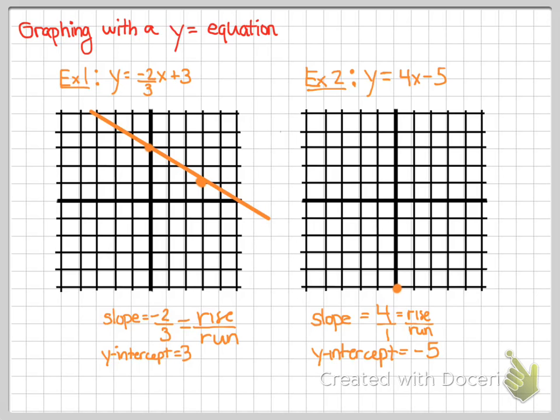So starting from this point, we're going to go up 4. 1, 2, 3, 4, and over 1. So that's where my point will land me. Right here. Then, once we have that, we simply connect our dots. And once we've done that, we're finished this example as well.